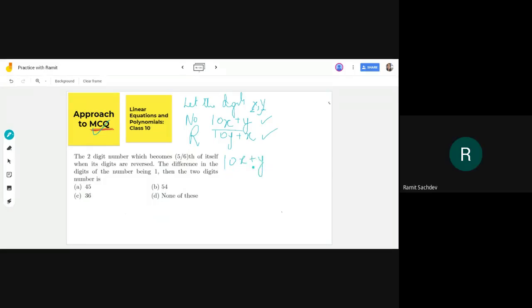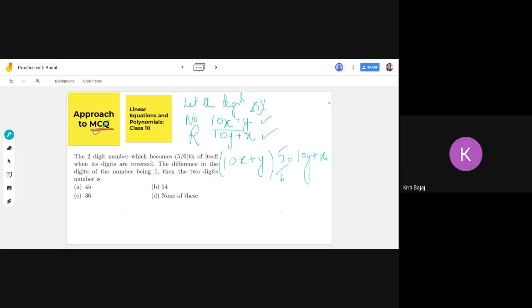So this would be the number 10x plus y, correct? Into 5 by 6 is equal to 10y plus x. Right, so this becomes 5/6 of itself. That means 5/6 of this number, isn't it? Am I writing correctly? Becomes means equals to, and I write 10y plus x, right?